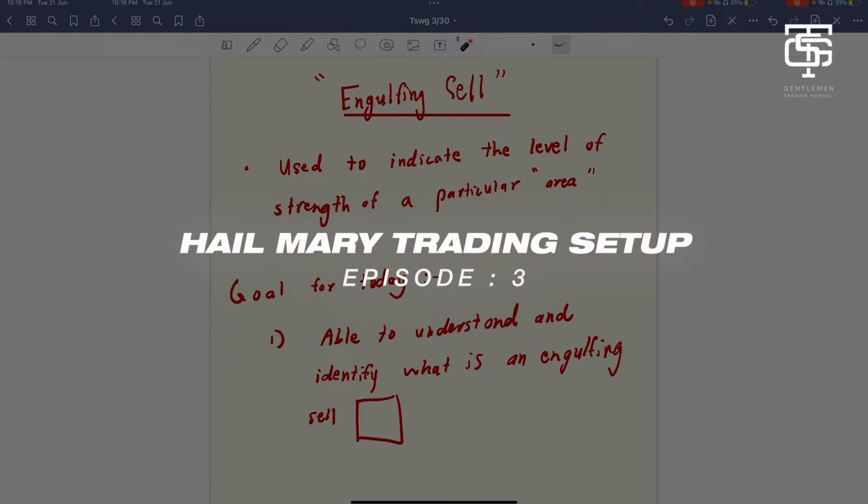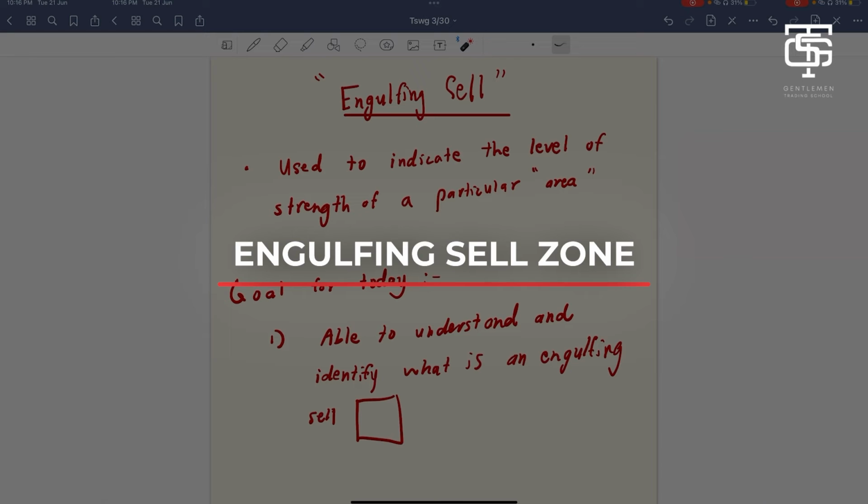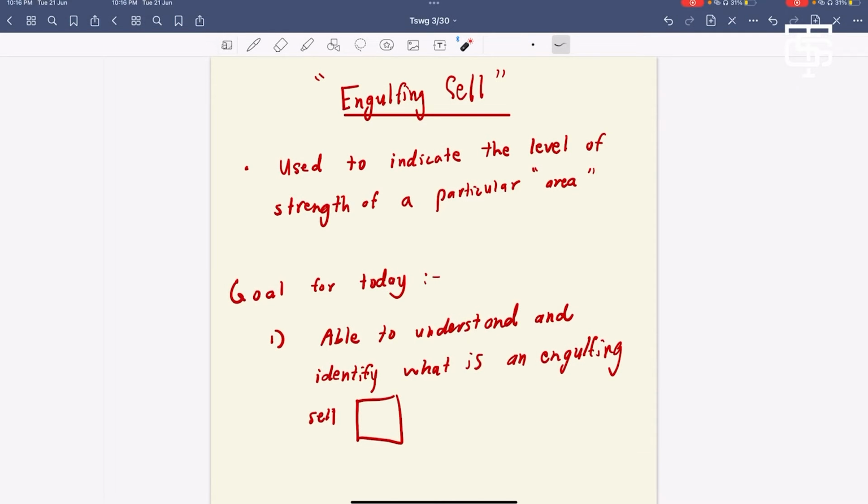As I've said to you guys, I've explained what is engulfing buy in the previous video. So for those of you guys who still have no idea what is engulfing buy, please make sure you watch that video again before moving to the next video. So in this video, I'm going to share with you something called engulfing sell.